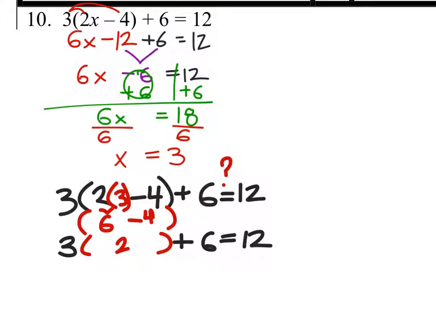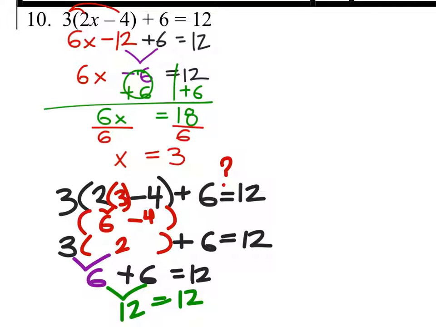Now we're looking at order of operations again. 3 times 2 is 6. Plus 6, this should equal 12. 6 plus 6 does equal 12. So this gave us a true statement. Now that I've seen that it's a true statement, I know that my answer was correct. And if this were a test, I know I can get 100% on this, not just because I checked, but because I showed my work as well.